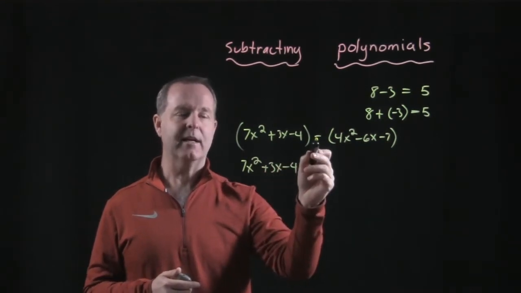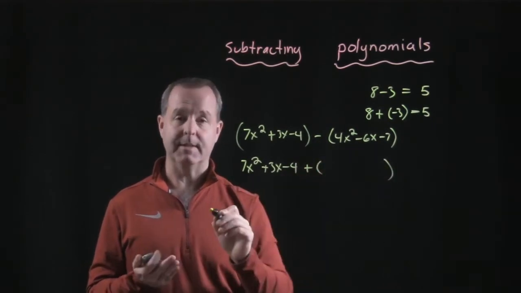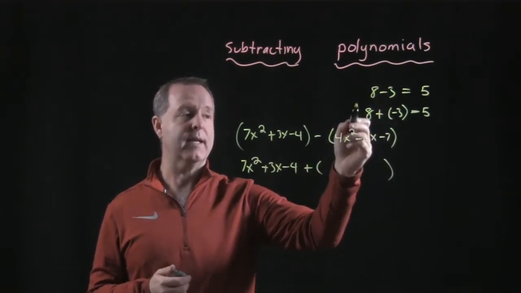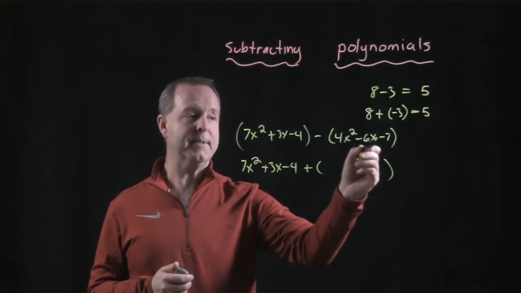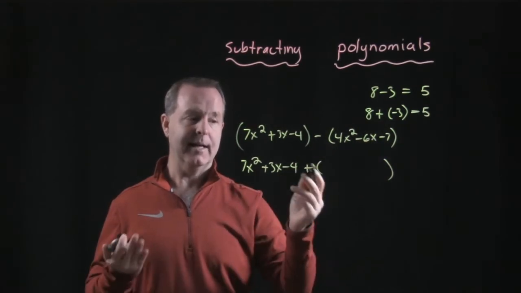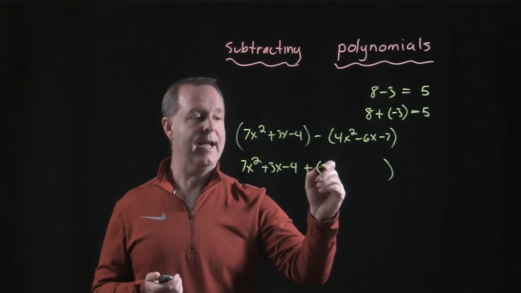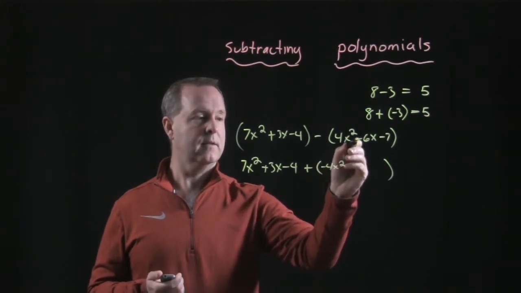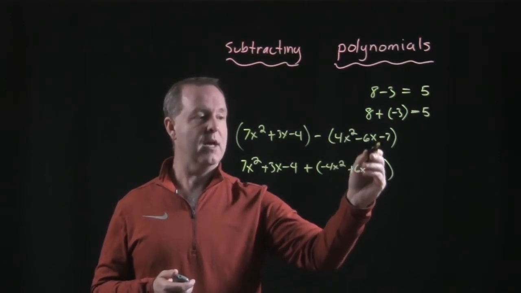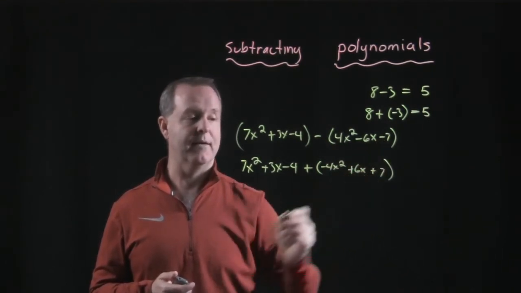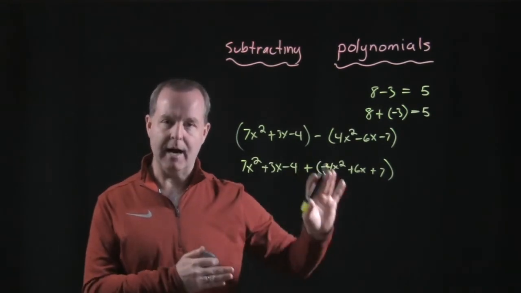So for this subtraction sign, I'm going to add the opposite. Just like we did here, 8 minus 3 was 8 plus a negative 3, adding its opposite. So what's the opposite of this polynomial? It's the same terms, but with opposite signs. So this will be a negative 4x squared. The opposite of negative 6x will be a positive 6x. And the opposite of negative 7 is a positive 7. So all I'm doing right now is adding the opposites.